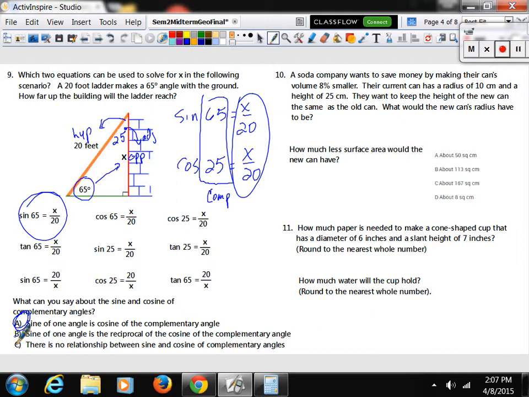Soda company wants to save money by making their can's volume 8% smaller. Their current can has a radius of 10.